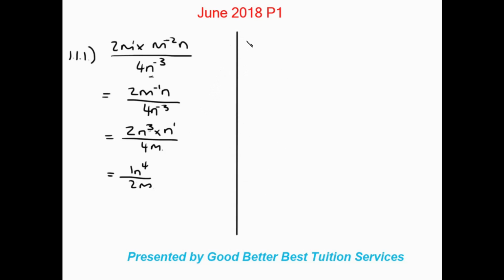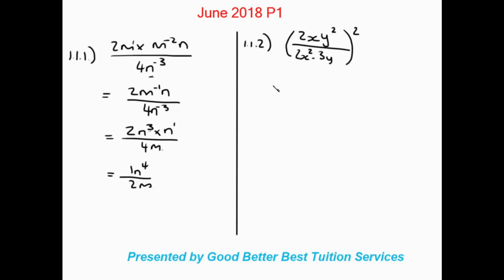Next up is 1.1.2. The question goes like this: 2xy squared over 2x times 3y, and all of that is squared. Let me just make sure I'm not missing anything. I'm missing a square over here. If I'm not mistaken, that is the entire sum.